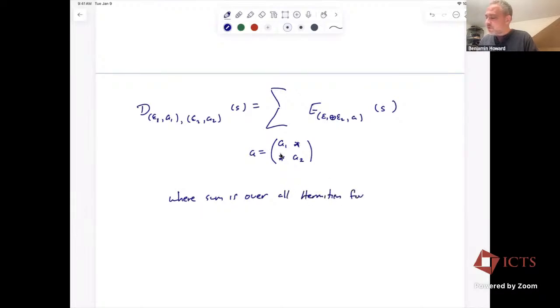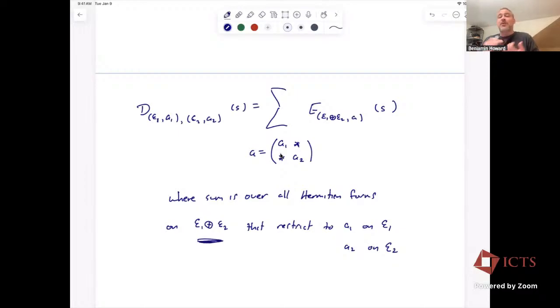Hermitian forms on E1 direct sum E2 that restrict to A1 on E1 and A2 on E2. But these summands aren't required, it's not required to be an orthogonal direct sum. So the stars here are representing all the possible ways that E1 and E2 might interact with one another under this pairing.